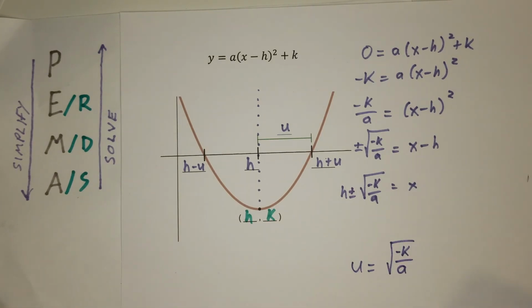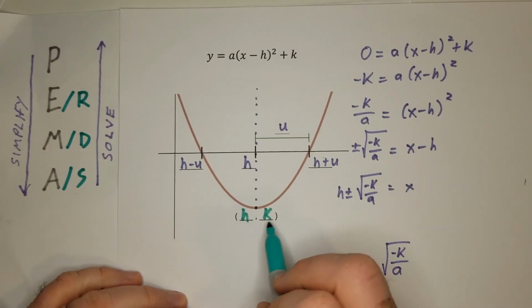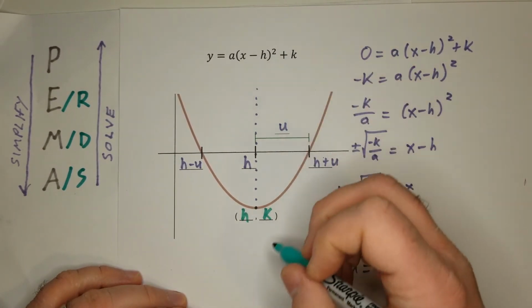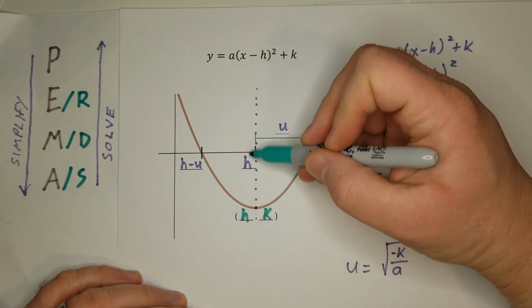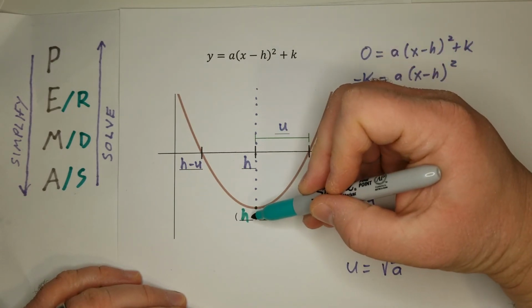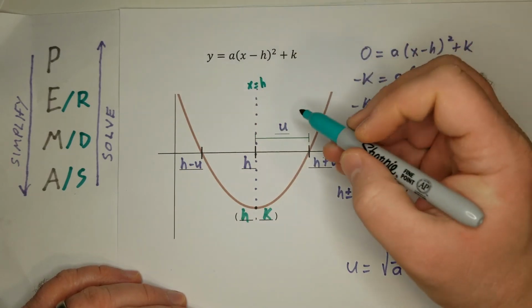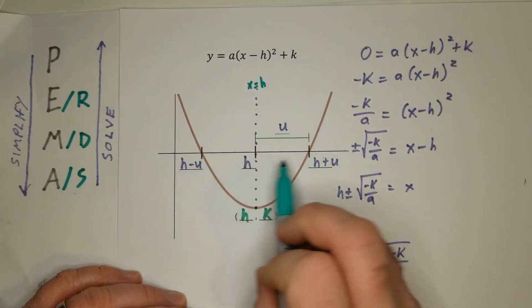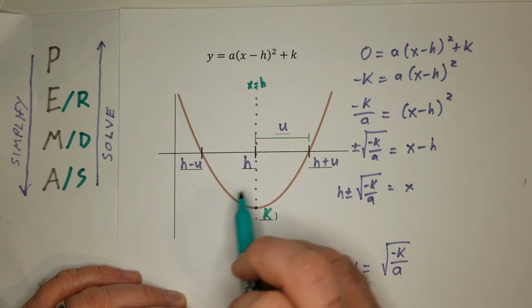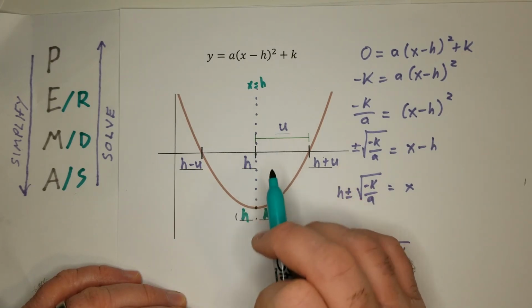But the parts that I'd like you to know about the parabola are the vertex, reading it directly from the equation, recognizing the axis of symmetry is the same as the x-coordinate of the vertex. This line is x equals h. And that the roots are going to be symmetric across that line of symmetry at some distance away, and we're going to call that u.